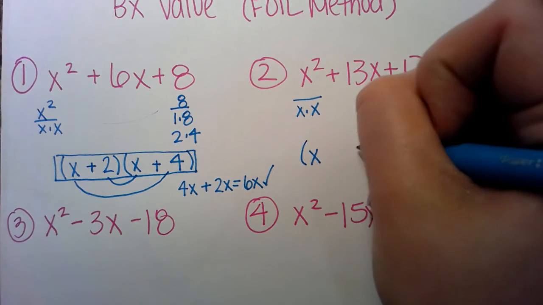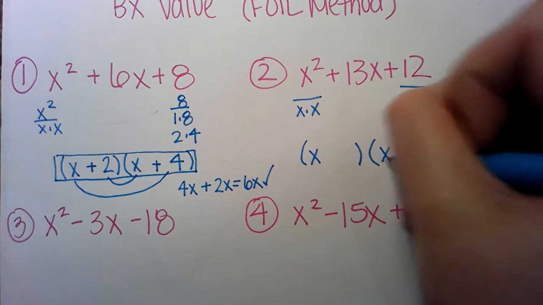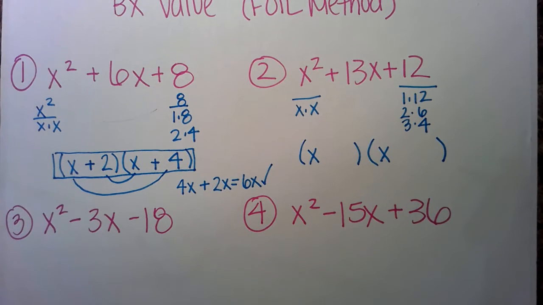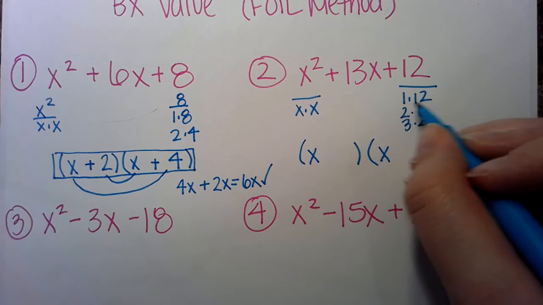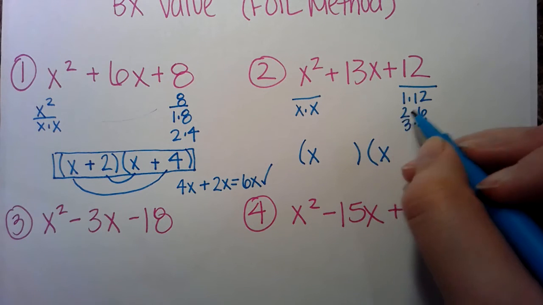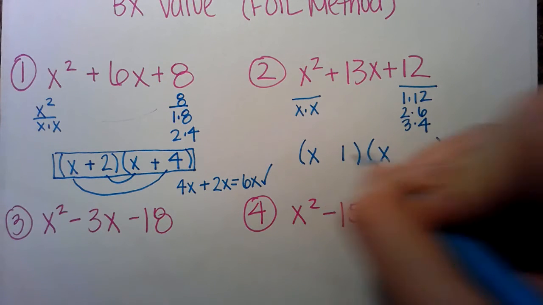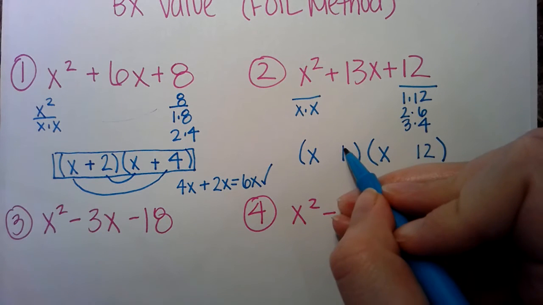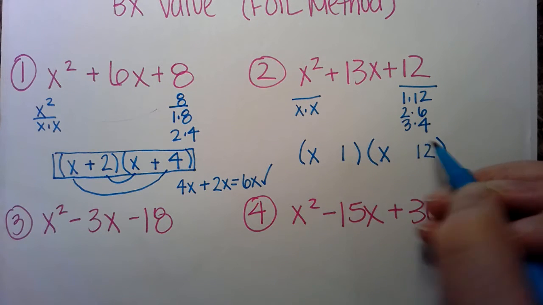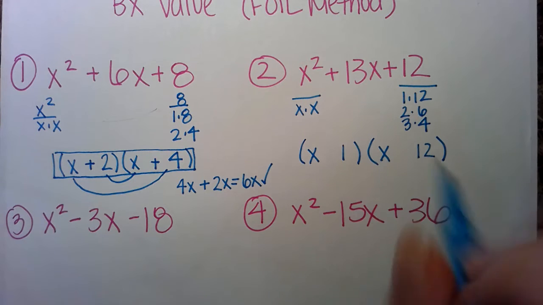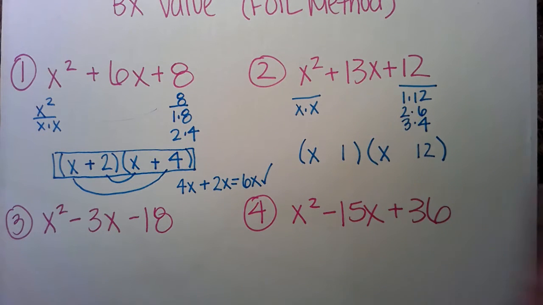So I'm going to set up my binomials. So I have the x in the first term of each binomial. I'm then going to look and see, okay, which one of these add up to 13? That's going to be 1 and 12. So I'm going to put 1 and 12 here. It doesn't matter if you put 12 here or 1 here. The order doesn't matter. It just has to make sure that it adds up to 13.